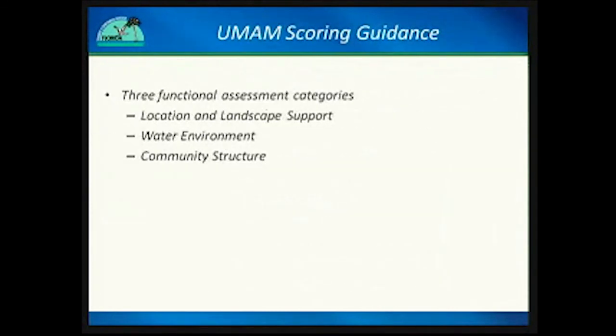Oh, look at that, we're there. So we have 3 functional assessment categories: location and landscape support, water environment, and community structure. Community structure is also broken down into the vegetated and structural habitat and benthos assessments. By far, location and landscape support is the one that generates the most questions and is the hardest to get your head around. So that's the one that causes most people the most problems, myself included.